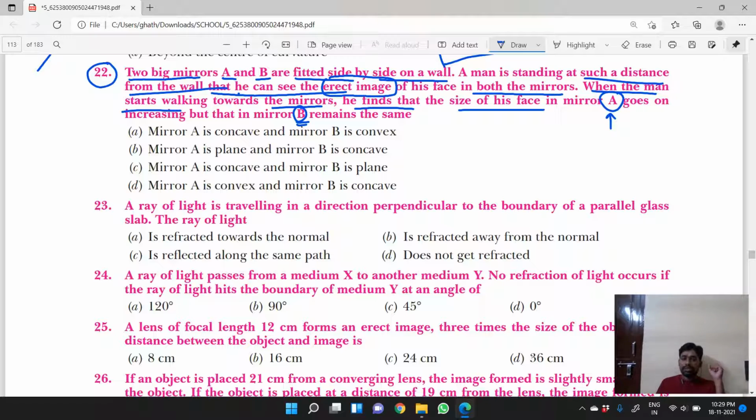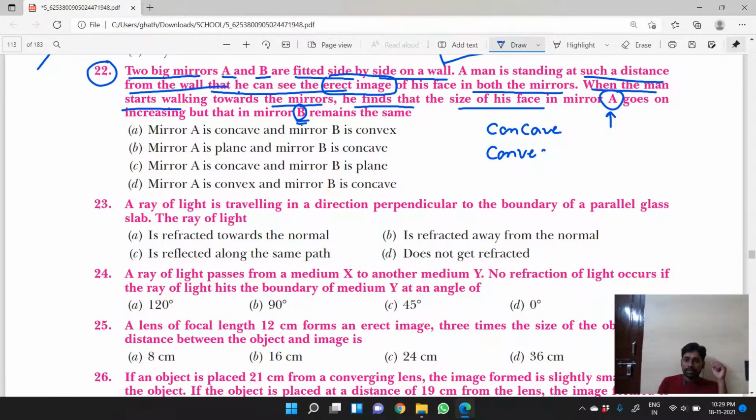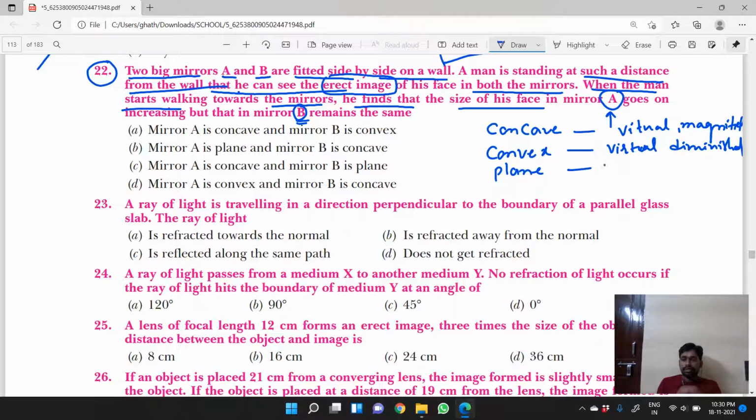The mirrors which produce virtual images are: one, concave; second, convex; third, plane mirror. All of these produce virtual images, but a concave mirror produces a virtual enlarged, virtual magnified image. The second kind of mirror produces a virtual diminished image. The third kind produces a virtual image of the same size.